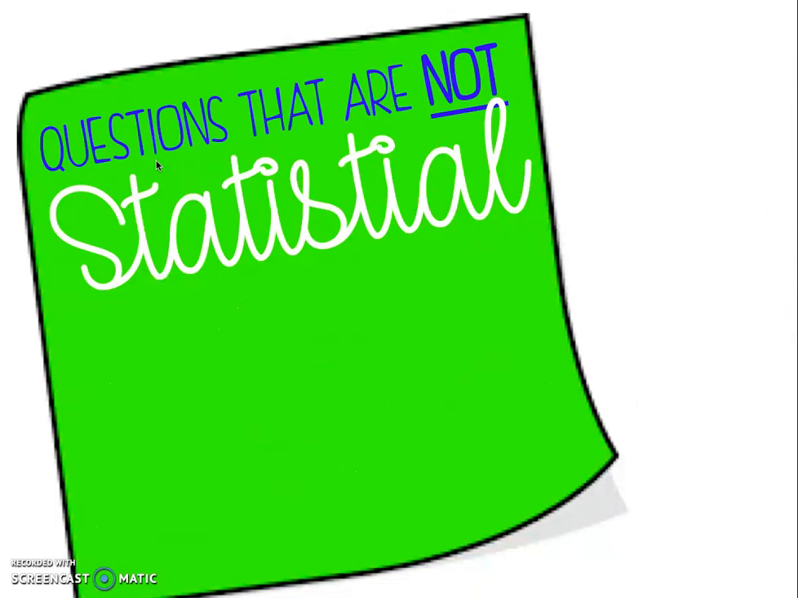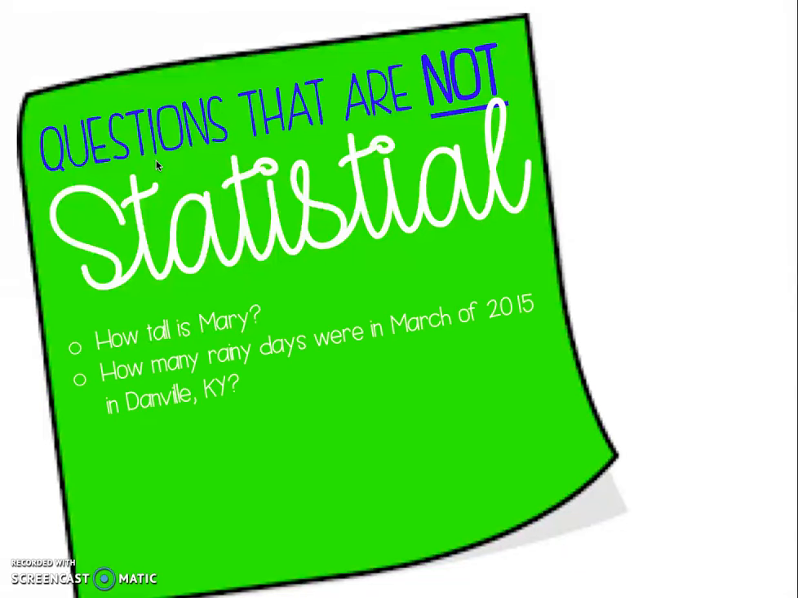Okay, so on the other side, question examples that are not statistical. Okay, so a question that's not a statistical example is, how tall is Mary? This one is not statistical because I can answer it in one simple answer. Mary is 7 feet tall. One answer. Another example that is not statistical is how many rainy days were there in March of 2015 in Danville, Kentucky? I can answer that with one answer. There were 12 rainy days in March of 2015.